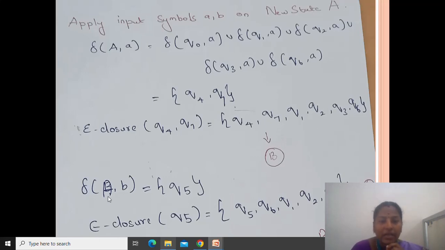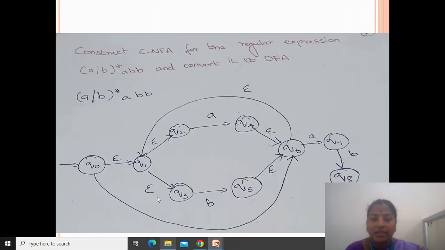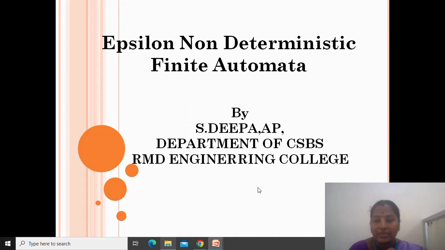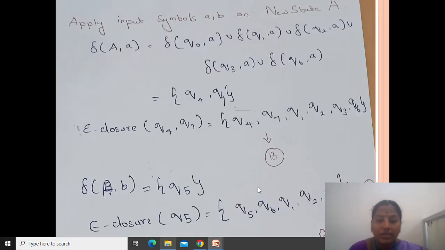Then we calculate the other input symbol, b. That is, δ(A,b), which can be represented as the b transition. In this transition diagram, on b, q3 goes to q5, and q7 goes to q8. Here we are calculating it only for q5. So it is represented as q5, q6, q1, q2 and q3. This is represented as another new state, named C. This is for the new state A. Again, we are going to apply the input symbol b for the new state.